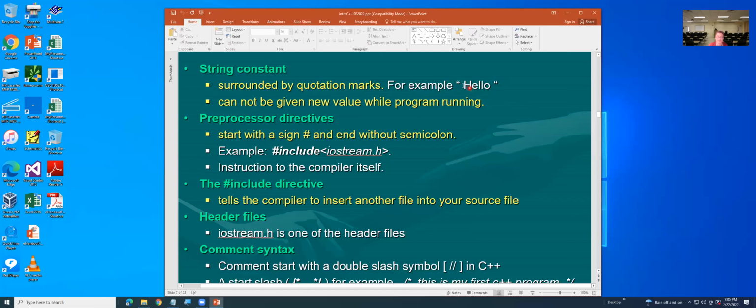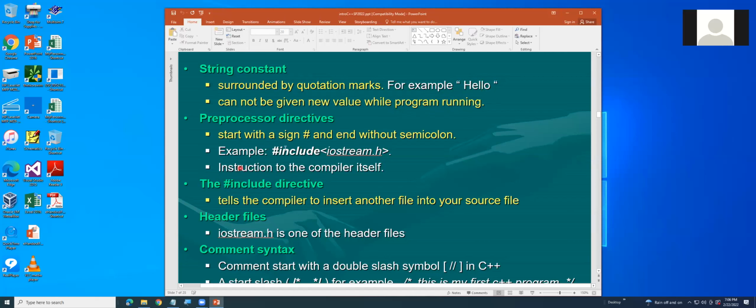Then when you say hello here, you know that is a string constant. Next thing, what happened? It cannot be given a new value while the program is running. That means when the program is running, you cannot change hello to anything else. So what I recommend, when you're looking into that, okay, this is a string constant. That's the first step. The second one, you understand that when your program is running, whatever is inside the double quote cannot be changed.